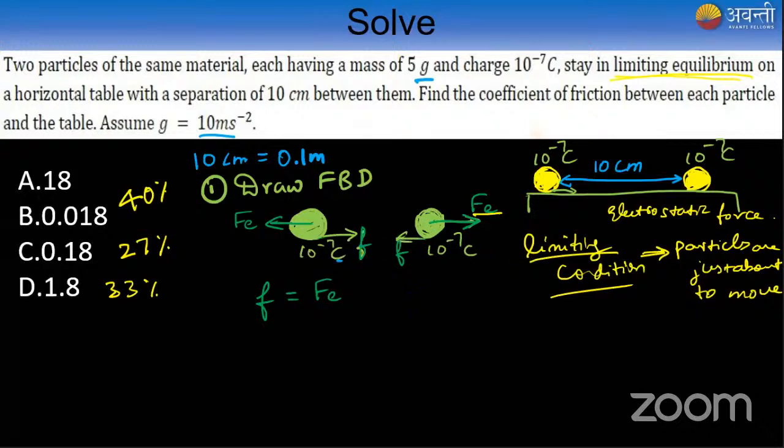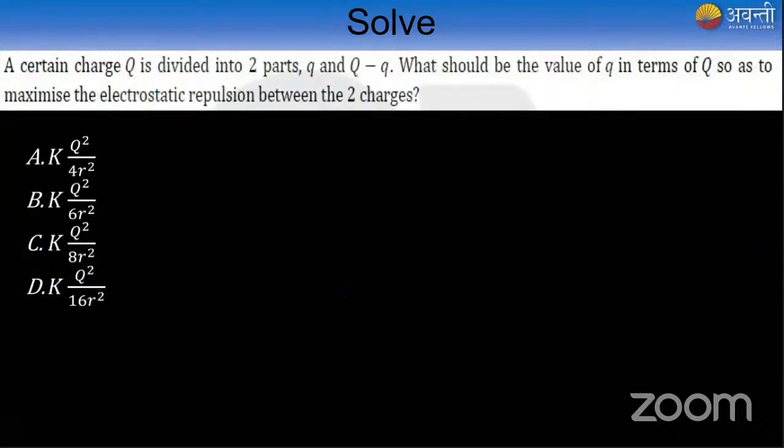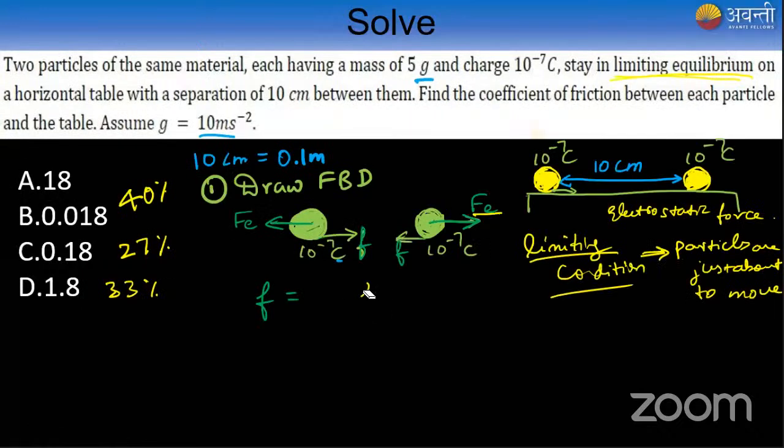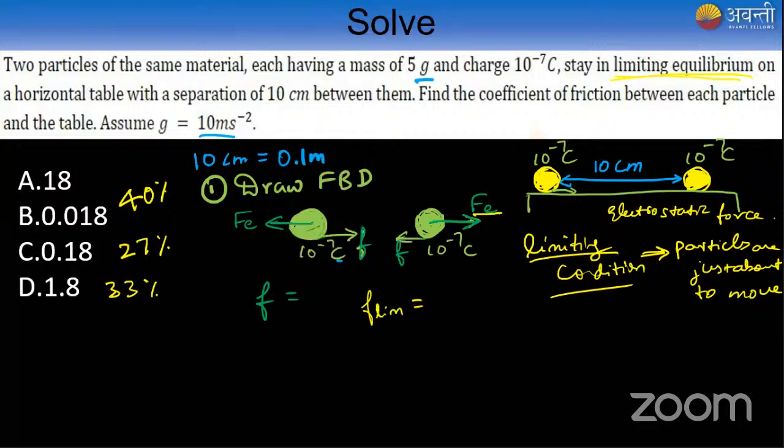So the net external force Fe, I should find Fe. What is Fe, guys? So what I'll get is F limiting is equal to Fe. So I can write F limiting friction is equal to my electrostatic force Fe.